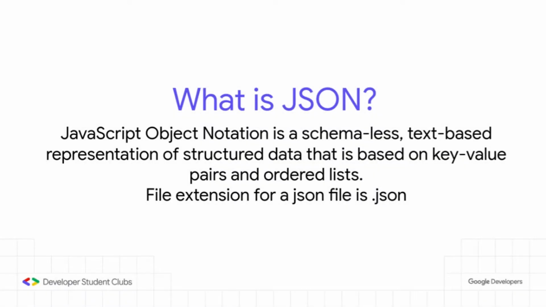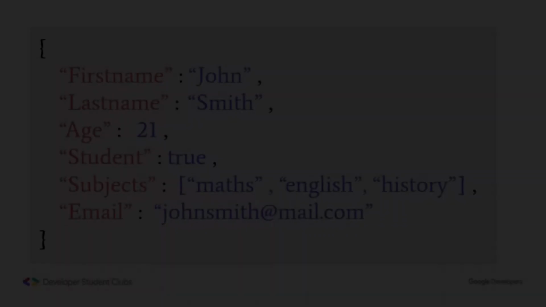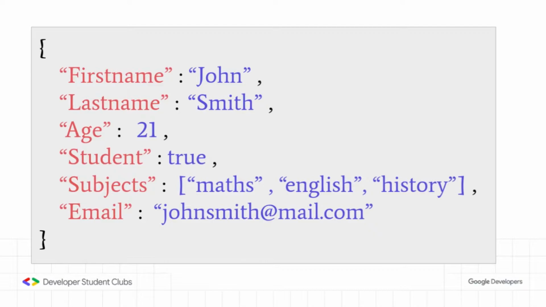So what is JSON? JSON is JavaScript Object Notation, which is a schema-less, text-based representation of structured data that is based on key-value pairs and ordered lists. The file extension for a JSON file is .json.